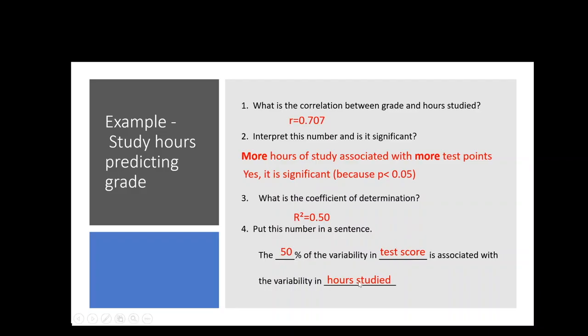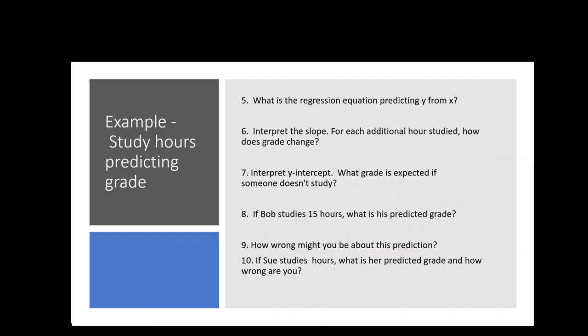Most common mistake I see in exams is switching these two. So remember, we're trying to explain outcome variables. So that's why we're saying the 50% of the variability in our outcome variable. So those are our correlation questions. Let's move on to our regression questions.